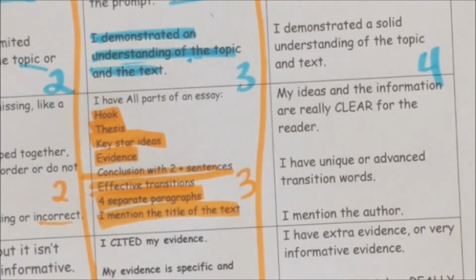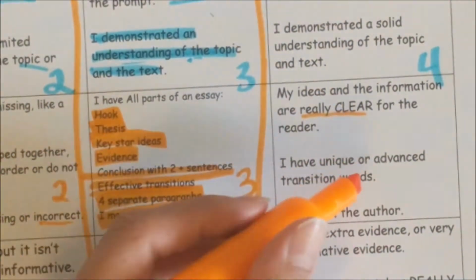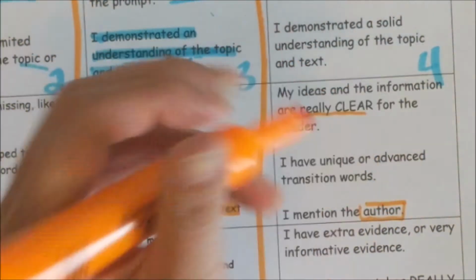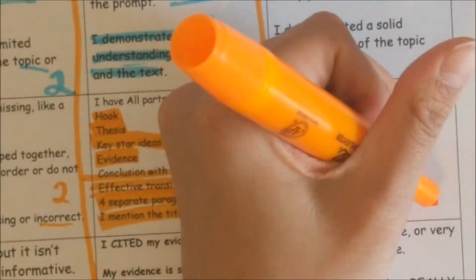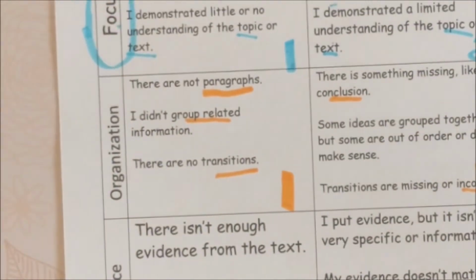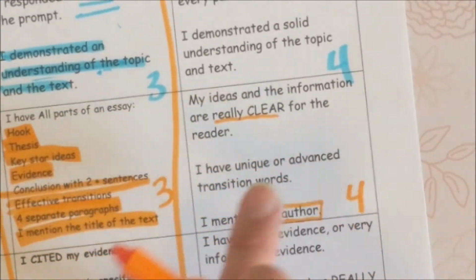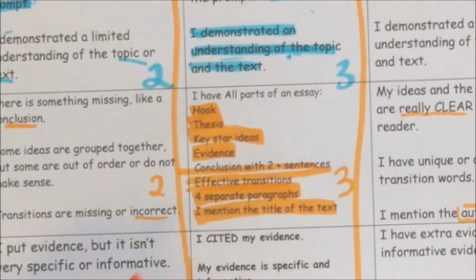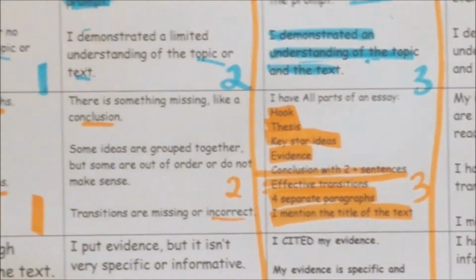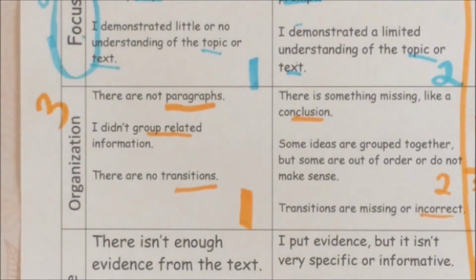To get a 4, my ideas and the information are really clear for the reader. I have unique or advanced transition words, and I'll show you in a bit what that looks like. And you mention the author, so not just the text, but the author as well, to get a 4. So for organization, you get a 1, a 2, a 3, or a 4. Let's say in this case with this made up essay that this person did all these things, so we'll call that a 3 because we highlighted everything there. So a 2 in focus and a 3 in organization.